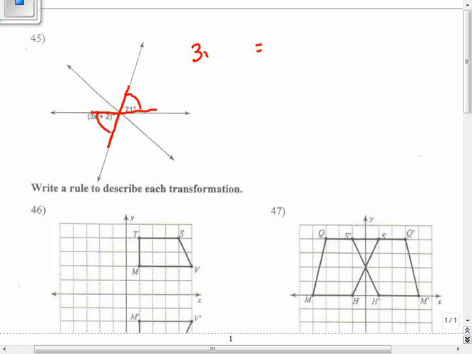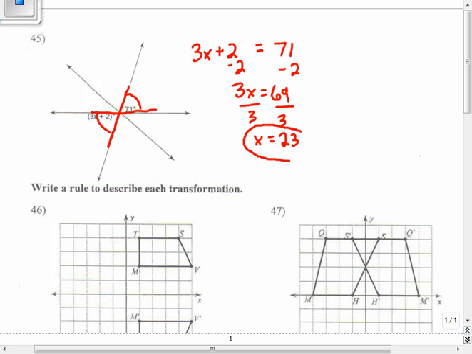So we have 3x plus 2 is equal to 71. That means 3x equals how much? And so that means that x equals, very good, x is 23. Are there any more questions on solving for x? The first thing you have to do is identify the angle relationship. If you don't correctly identify the angle relationship, you're not going to be able to set up the correct equation.